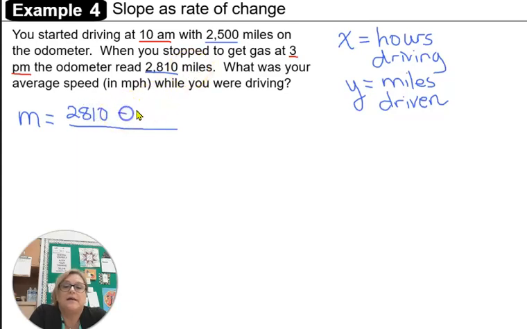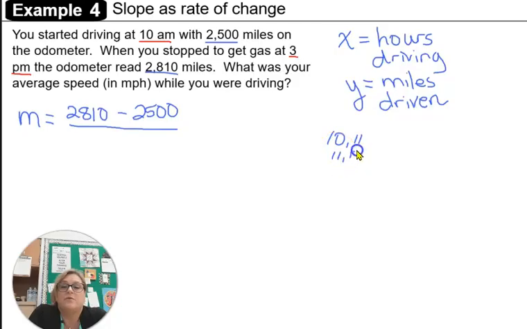2,810 minus 2,500. That's my ending mileage on the odometer minus my starting mileage on the odometer. And then my difference in the x's is a little trickier to figure out because we're dealing with AM versus PM. So if I started driving at 10 a.m., then 10 to 11 is 1 hour.